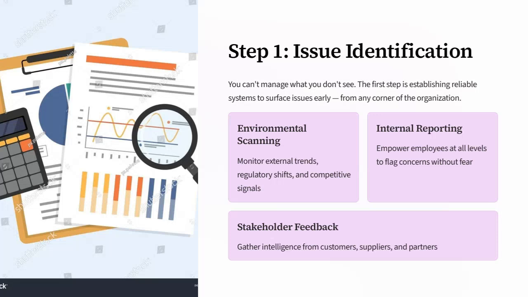The first step is issue identification, making sure potential problems become visible before they grow. You can't manage what you don't see. That means scanning the external environment for trends, regulatory changes, and competitive signals, while also creating internal reporting channels where employees can raise concerns without fear. Finally, stakeholder feedback adds an important outside perspective. Customers, suppliers, and partners may notice risks or changes that are not yet apparent internally. Together, these sources create a reliable system for surfacing issues from every corner of the organization.